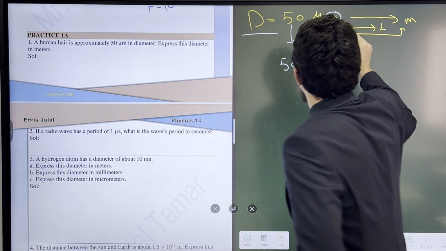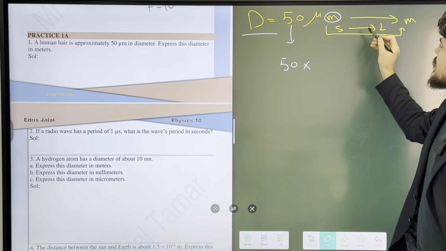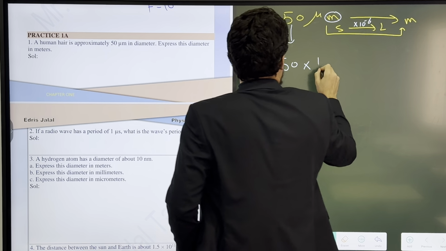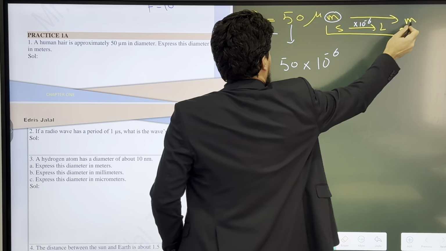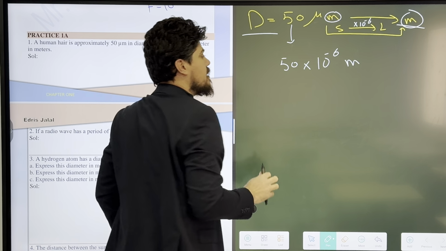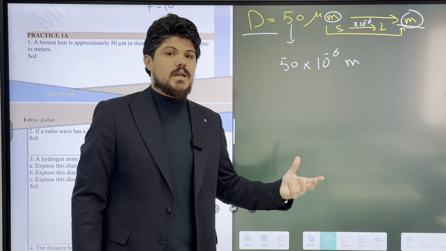and small to large, we have to use positive power or negative power? Negative power. What is the negative power of micro? 10 power negative 6. Times 10 power negative 6, and write down the last unit. What is the last unit here? It is meter. Okay? The final answer for this question is 50 times 10 power negative 6.